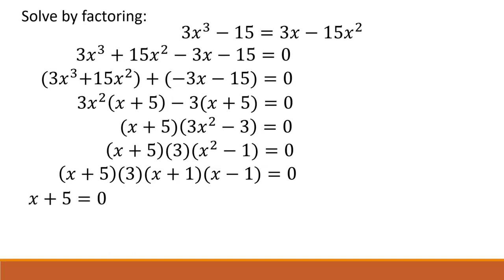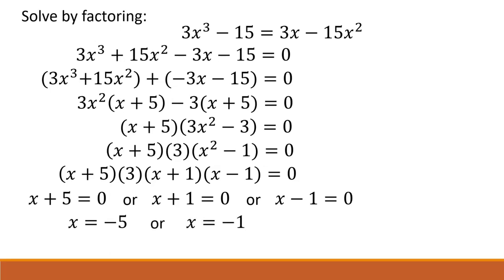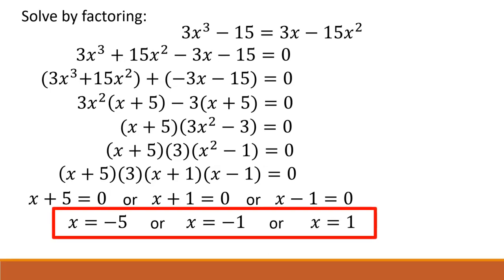The x plus 5 could be a 0. The next factor is 3, and it can't be 0, it's 3. The third factor is x plus 1, it could be a 0. And then the fourth factor is x minus 1, it could be a 0. Finally, we'll solve each of those equations to get our solution. Either x is -5, or x is -1, or x is +1.